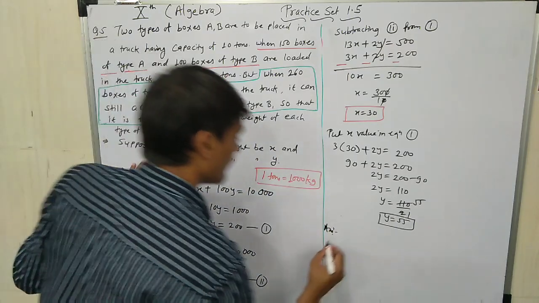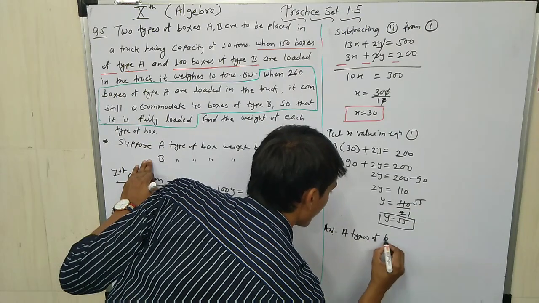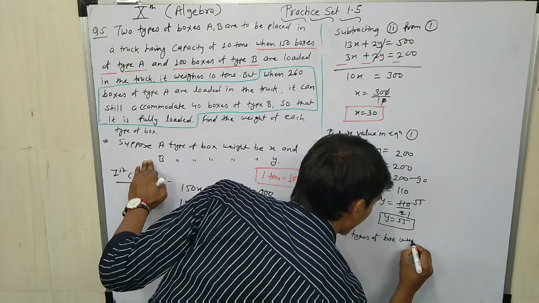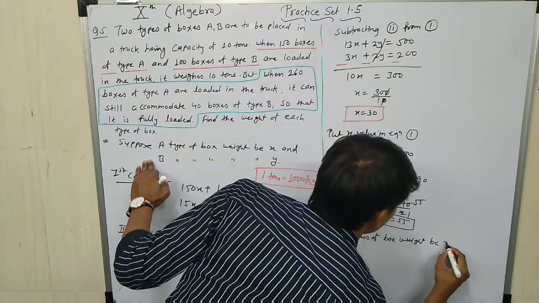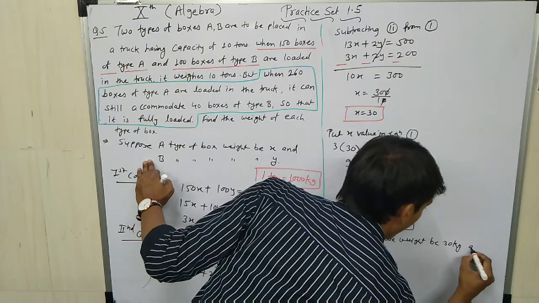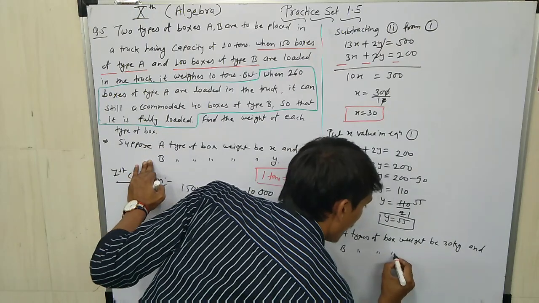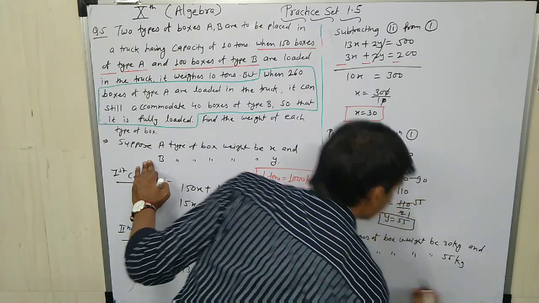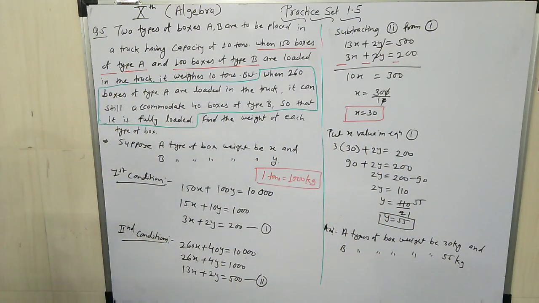What is the answer? A type of box weighs... B 30 kg, and B type of box weighs D 55 kg. Then write down also. Okay.